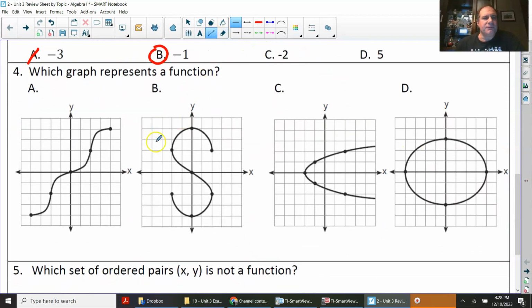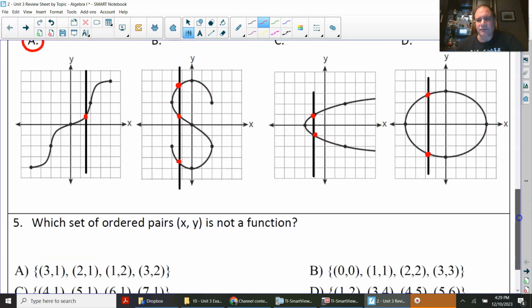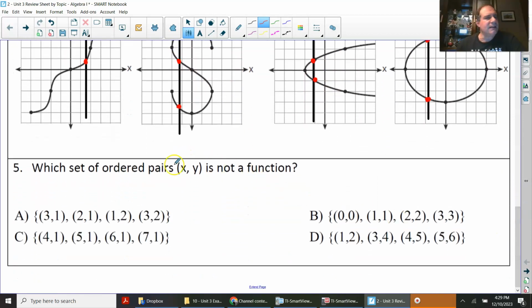Which graph represents a function? I'm going to draw my vertical line test there. I'll draw my vertical line test here and here and here. So you notice that this vertical line hits 3 times, and that means the x is repeating every single time it hits more than once, and this one only hits once right here, goes through the graph once. A is the function. All the rest of them are not functions because every x has to have its own y, and they do not in B, C, and D.